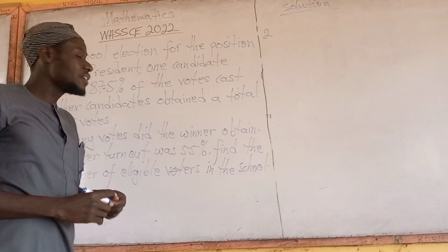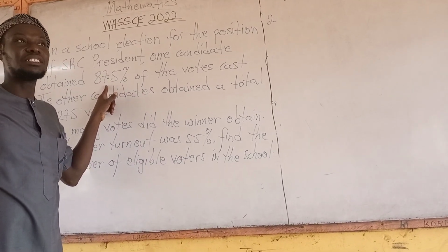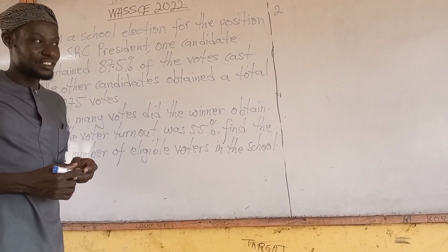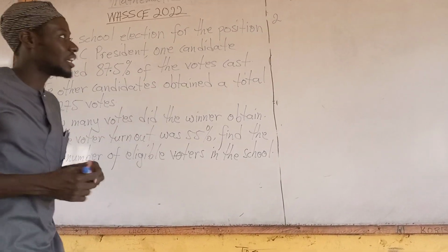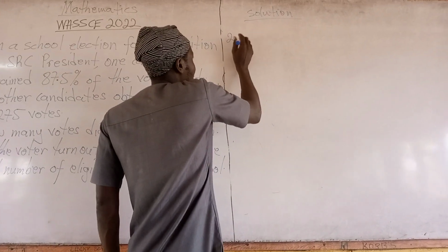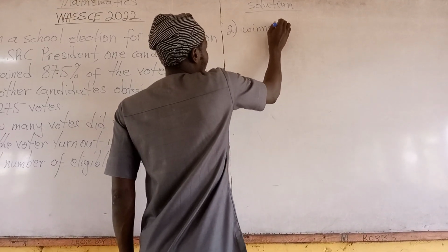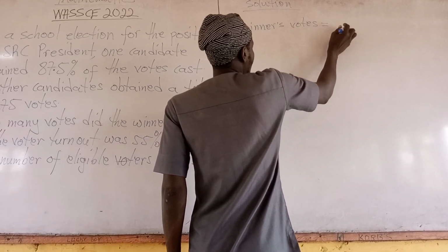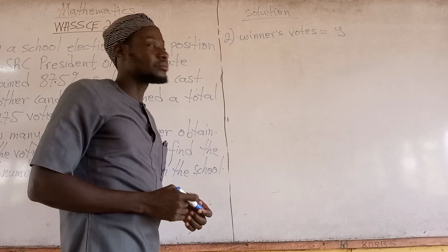So now, if a candidate obtained 87.5%, then it means that that candidate is automatically the winner of these elections. And so we are asked to find the number of votes of the winner, but we don't know it. So we represent it with a variable. Say the winner's votes will be equal to, let's see, y.